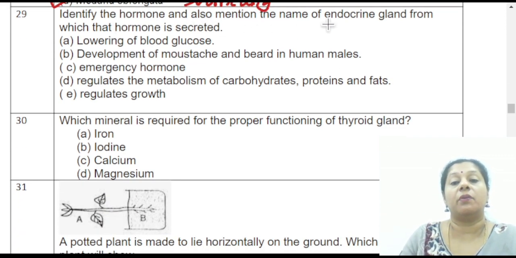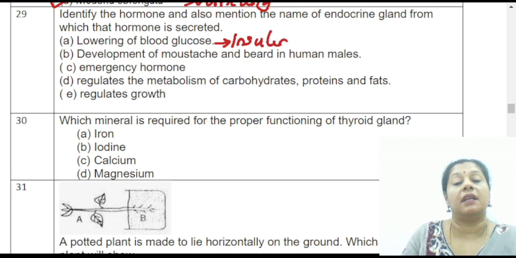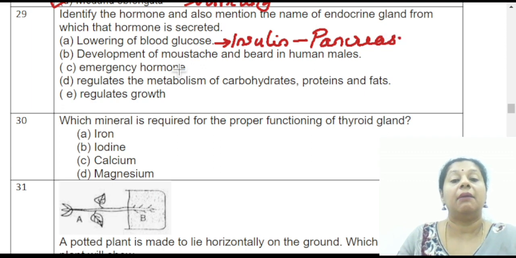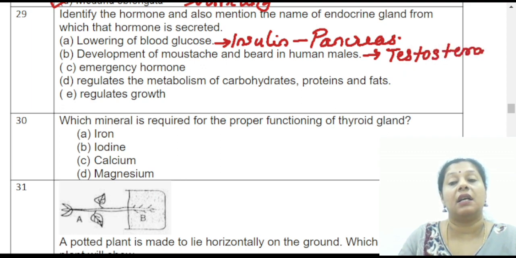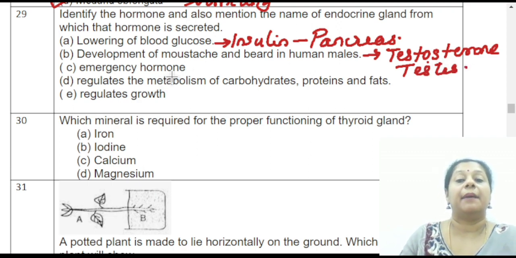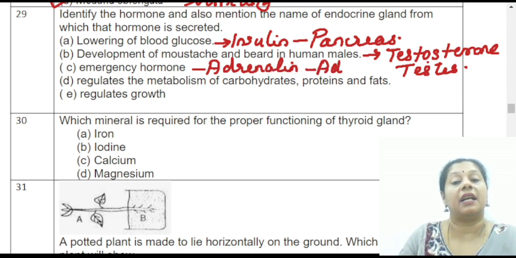Identify the hormone and also mention the name of the endocrine gland from which the hormone is secreted. Lowering of blood glucose level is by insulin, and it is secreted by the pancreas. Development of moustache and beard in human males is by the male sex hormone called testosterone, and it is secreted by the testis. Emergency hormone is adrenaline, secreted by the adrenal gland, which is located on top of the kidneys.